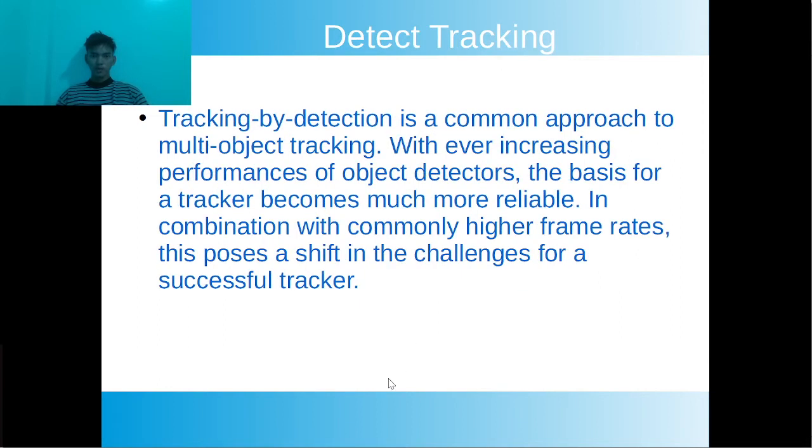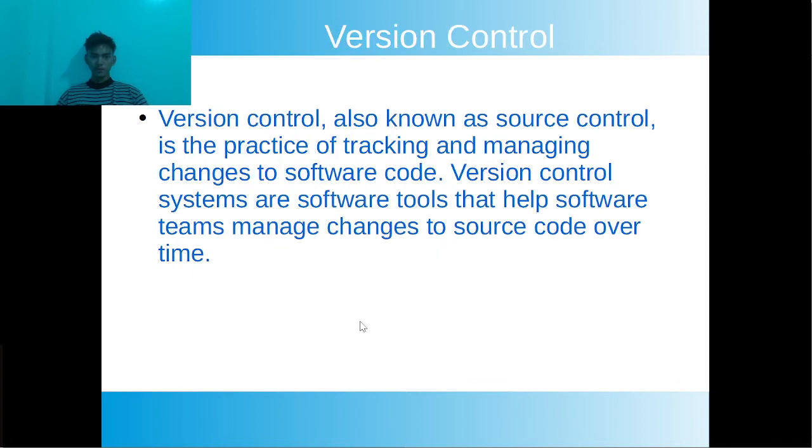Detect tracking. Tracking by detection is a common approach to multi-object tracking. With ever increasing performance of object detectors, the basis of tracking becomes much more reliable. In combination with commonly higher frame rates, this poses a shift in the challenge for successful tracking.